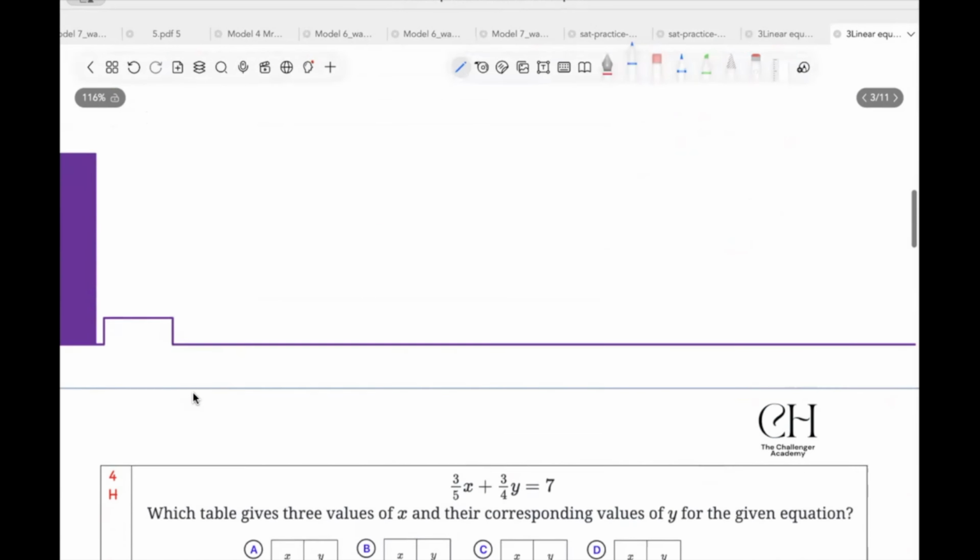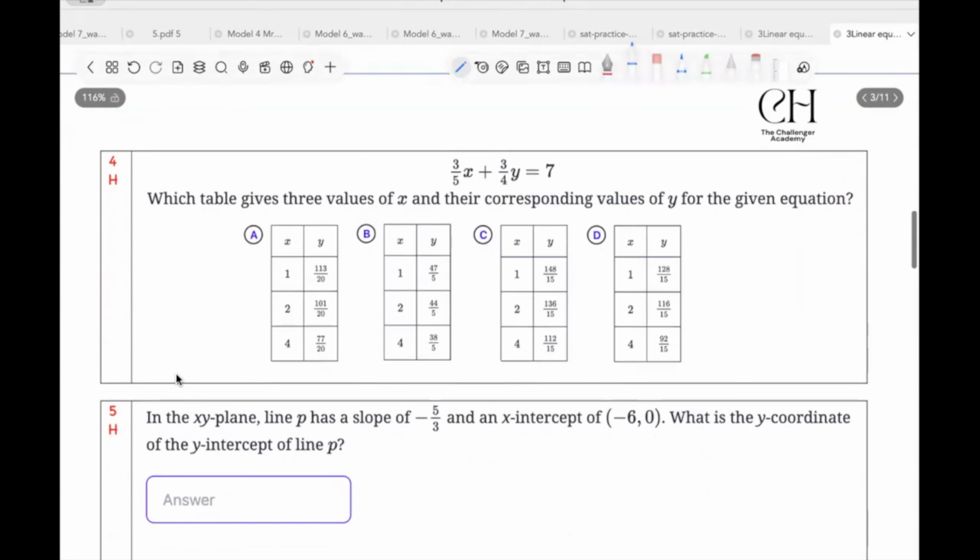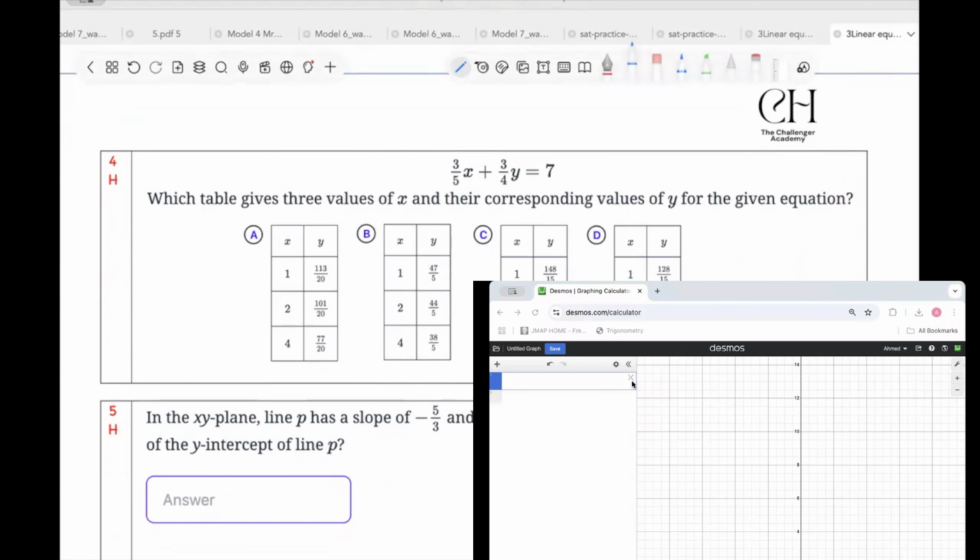Let's move to question 4. We have an equation 3/5 x plus 3/4 y equals 7. Which table gives 3 values of x and their corresponding values of y for the given equation? In this question, you can pick one table and put the values of x and check the values of y for each choice. But I have another method with Desmos. It will be easier.